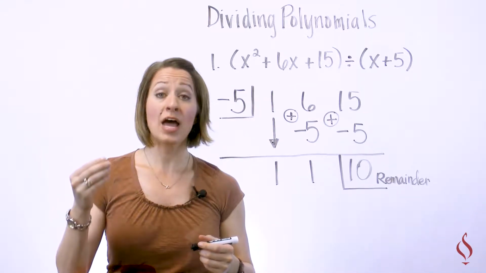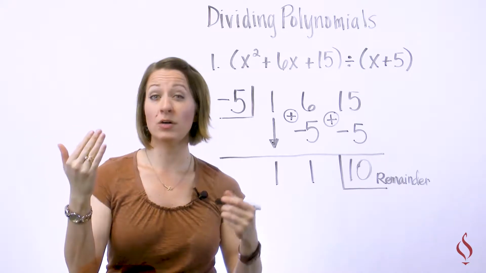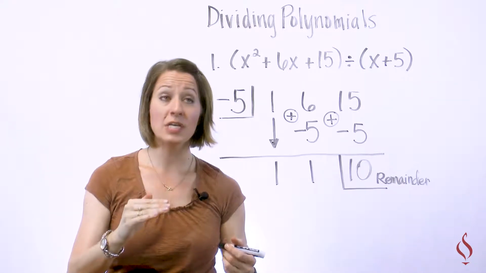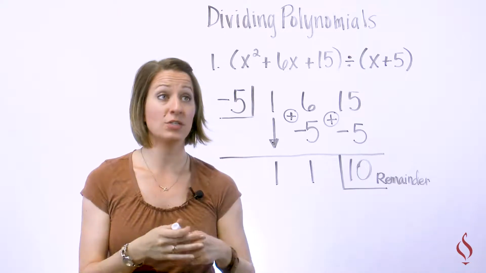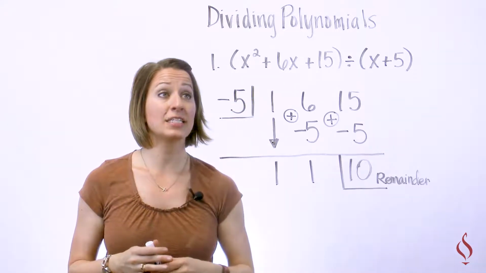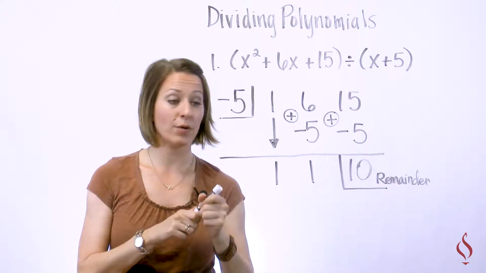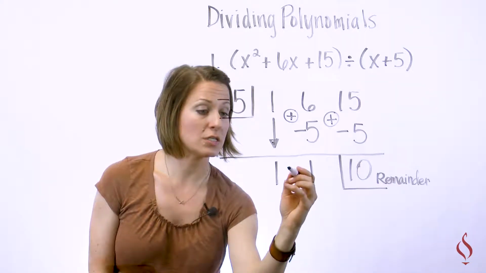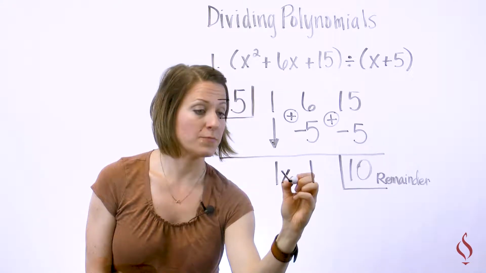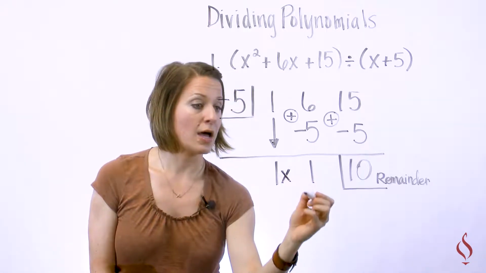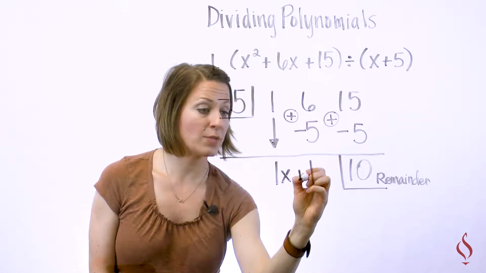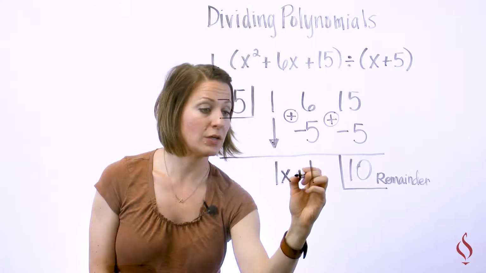So I want you to take a look back at what you were originally dividing into, because you are always going to start with 1 degree or exponent lower than the highest exponent. So since in this problem the highest exponent was an x squared, we're going to start with x to the first power, and we're going to insert it right here. And this was a positive one, so we'll go ahead and put a positive right here.